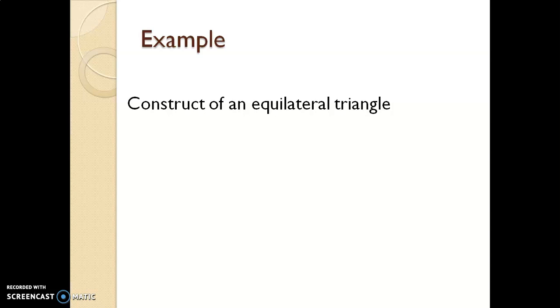Construction of an equilateral triangle. Already you know what an equilateral triangle is. An equilateral triangle is nothing but a triangle with three equal sides and three equal angles. So how can we construct this? Let us see the solution video now.